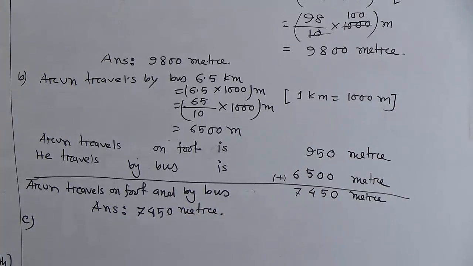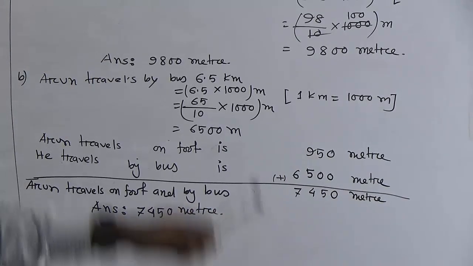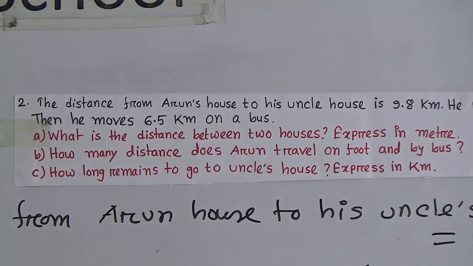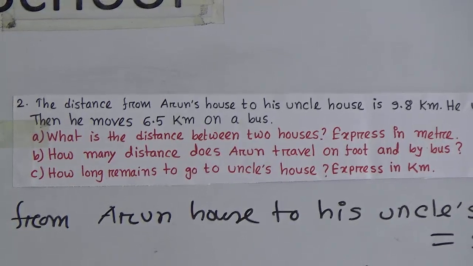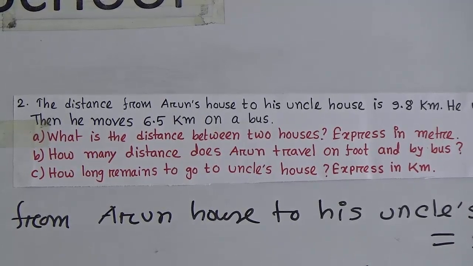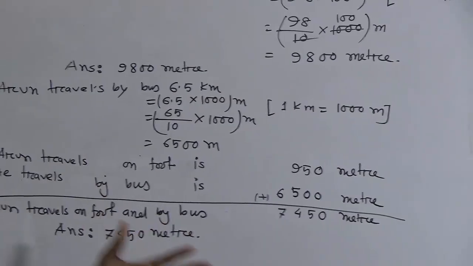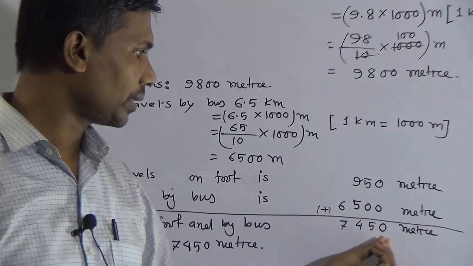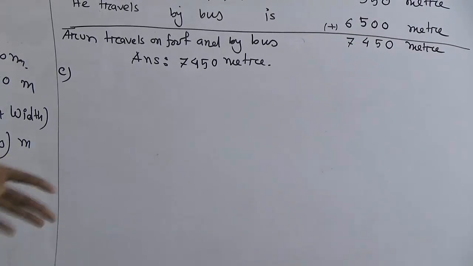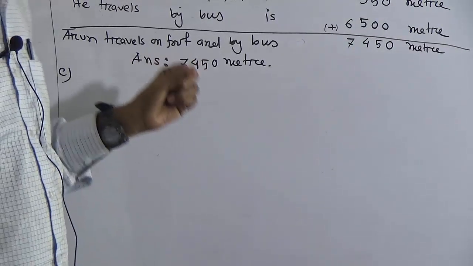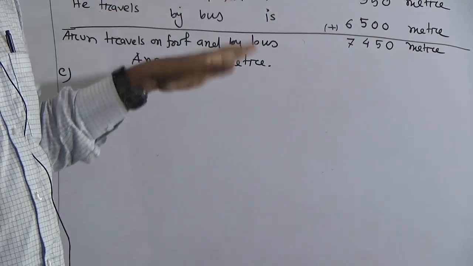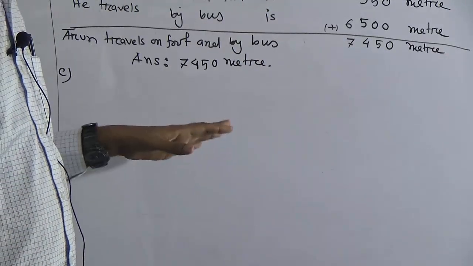Now please see the question C. How long remains to go to uncle's house? Express in kilometer. Student, look, Arun travels on foot and by bus 7450 meter. Okay, and the distance from Arun's house to his uncle's house is 9800 meter. Okay, so we know which one is the bigger. Obviously 9800 meter is the bigger.